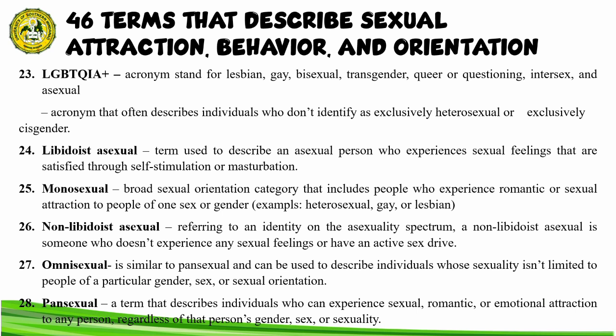Next, we have monosexuality. Monosexuality is a sexual orientation in which an individual is sexually attracted to only one sex or gender. It is the opposite of bisexuality and pansexuality, which are sexual orientations in which an individual is sexually attracted to two or more sexes or genders.